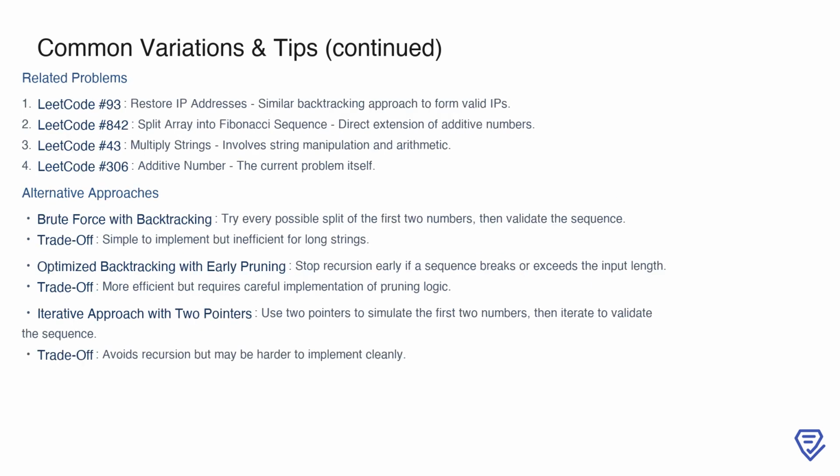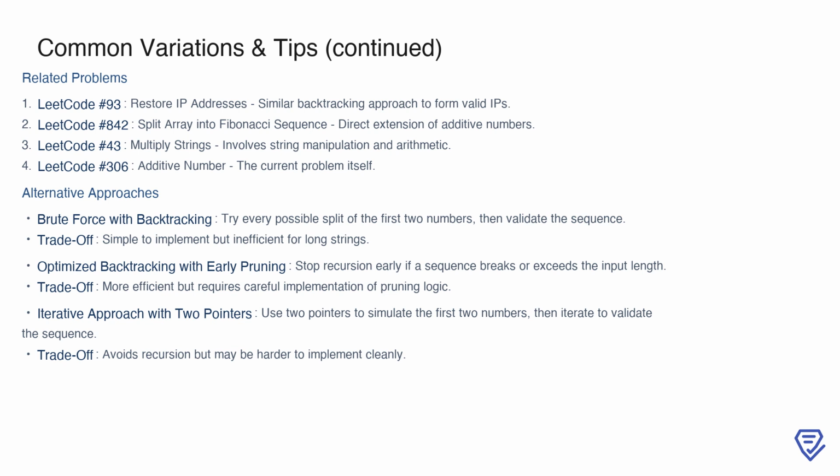The concepts behind additive numbers are closely tied to several related problems. For example, LeetCode number 93, Restore IP Addresses, involves a similar backtracking approach to form valid IPs. LeetCode number 842, Split Array into Fibonacci Sequence, directly extends the additive numbers concept. LeetCode number 43, Multiply Strings, also requires string manipulation and arithmetic. Of course, the techniques you're practicing here apply directly to LeetCode number 306, the current problem.